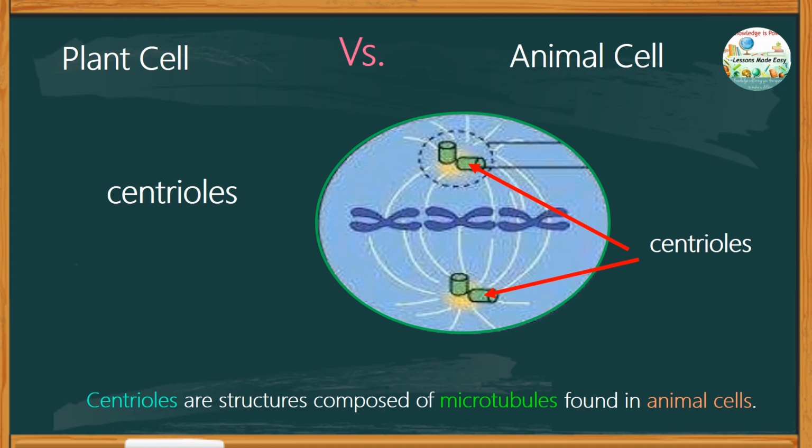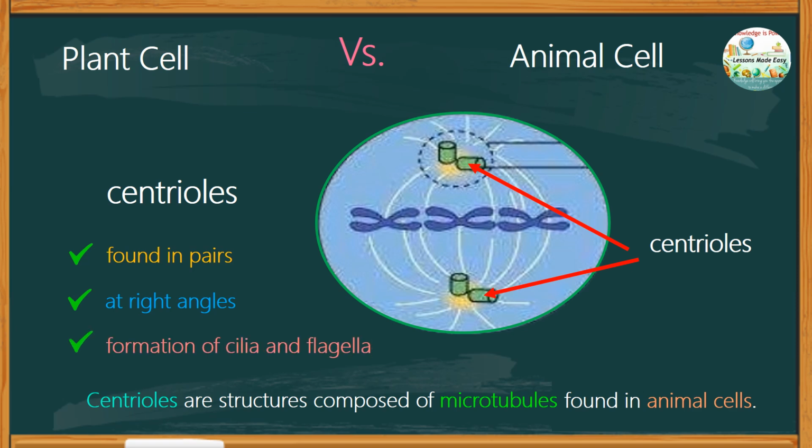Centrioles are typically found in pairs, with each pair situated at right angles to one another, forming an L-shaped structure. They're also involved in the formation of cilia and flagella, which are important for cell movement and fluid flow. Plants do not have centrioles.